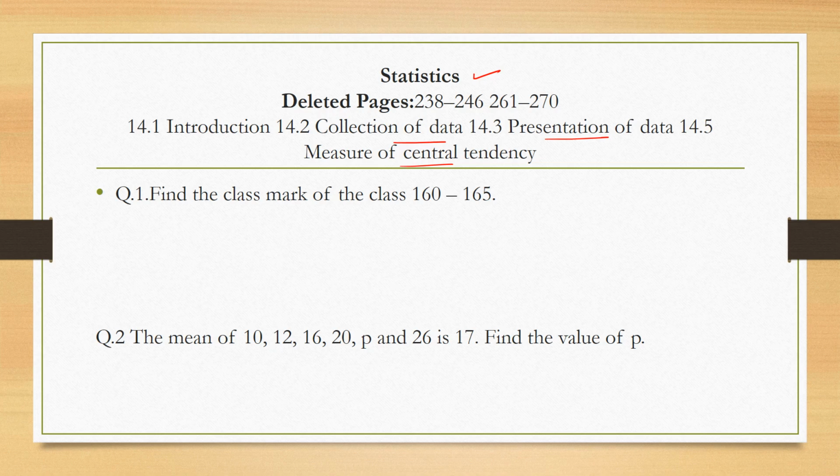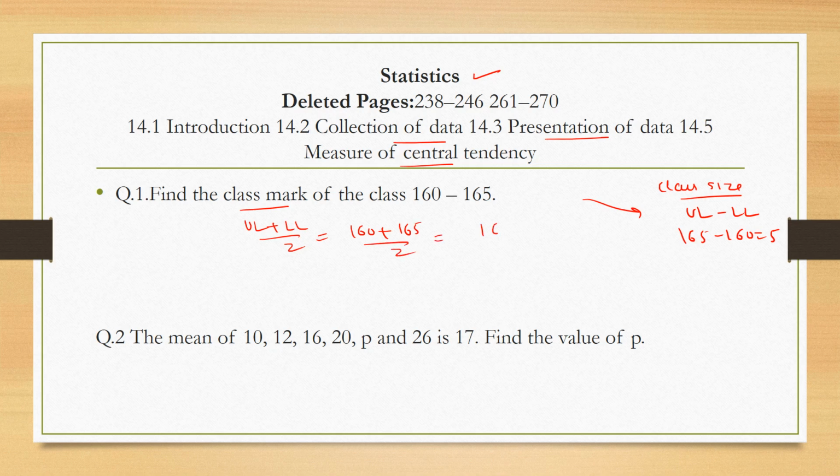This is a 1 marker. Find the class mark. There are two things, class mark and class size. When we say class size, it is upper limit minus lower limit. So that would be 165 minus 160, that is 5. But when we say class mark, that is the average of limits: upper limit plus lower limit by 2. That is 160 plus 165 by 2, that is 162.5. So this is the class mark.